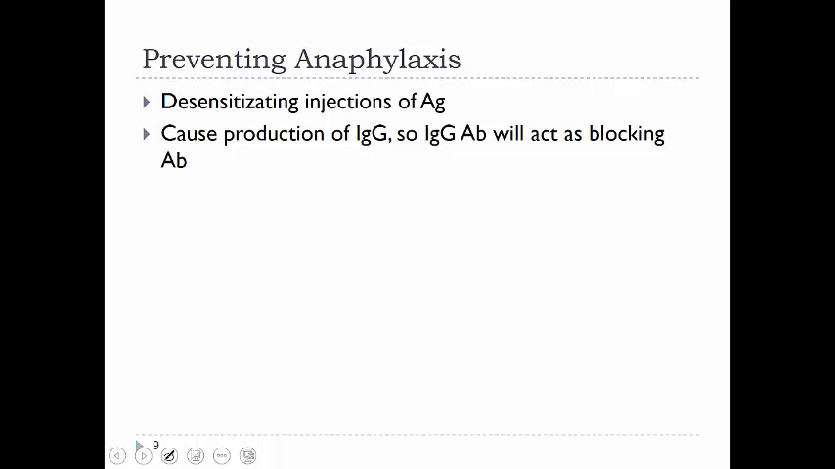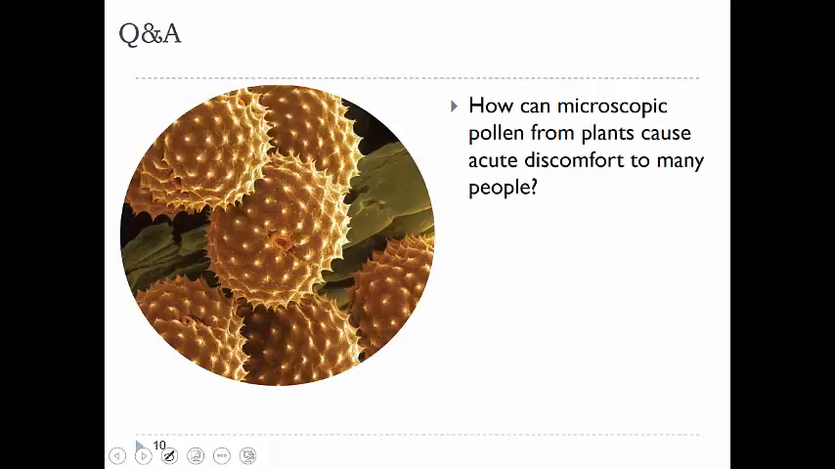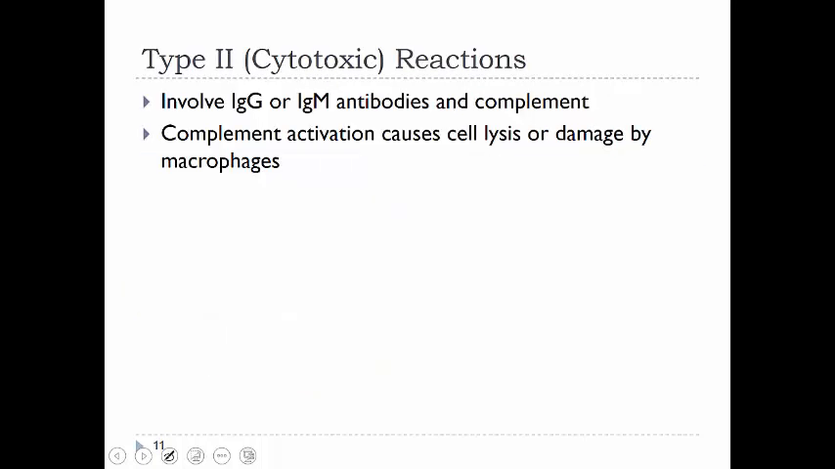There is the hygiene hypothesis, and that is that by limiting the exposure, we actually decrease immune tolerance and the ability to cope with harmless antigens. In other words, the more you restrict yourself, the more you protect yourself, the less likely it is that your immune system will have options or knowledge about the system, and therefore it can overreact more easily. How can microscopic pollen from plants cause acute discomfort? It has to do with interactions of the immune system.